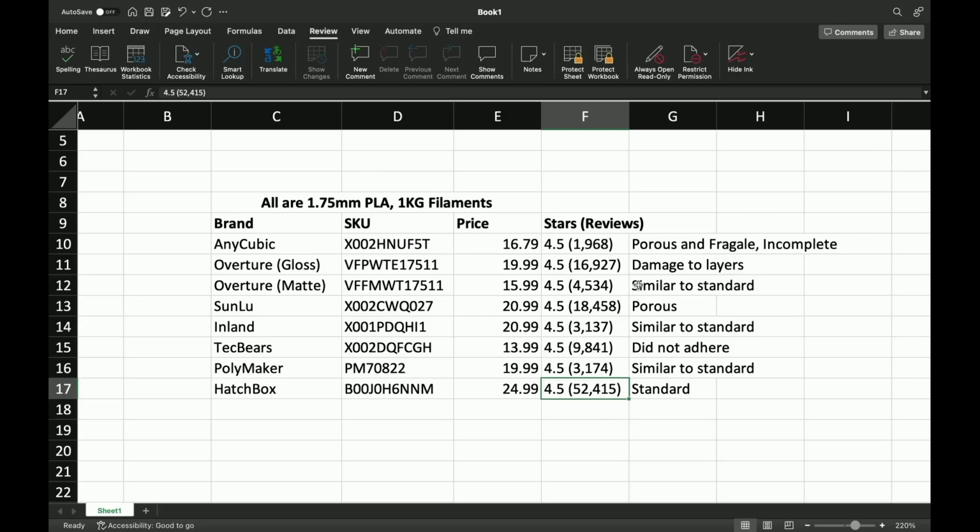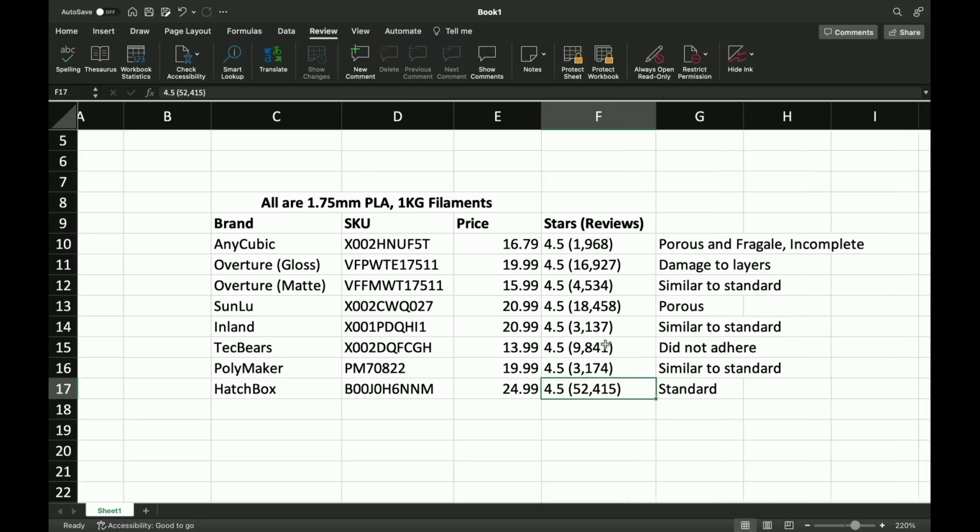I'm not surprised that Hatchbox was the highest. It's hard to say what went wrong. I'll keep trying, but it's hard to say. My preferred brands would be the PolyMaker, Inland, and maybe the Overture, but Hatchbox will be my standard. And then the SunLu, AnyCubic, and TecBears is what I would stay away from.